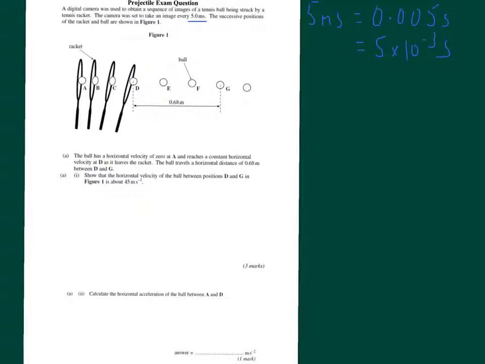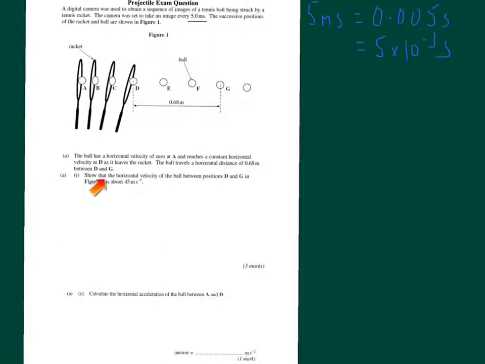The second thing is the ball has a horizontal velocity of 0 at A. So when it's here, there is no horizontal velocity, and it reaches a constant horizontal velocity at D. So what that means is they're telling you that the horizontal velocity from D all the way to G just doesn't change. It's always the same. So it's a huge clue.